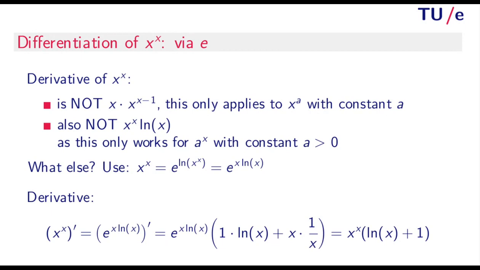This derivative of x ln x can be computed using the product rule. It's the derivative of x, which is 1, times ln x, plus x times the derivative of ln x, which is 1 over x. So we can conclude that the derivative of x to the power x equals x to the power x times (ln x plus 1).